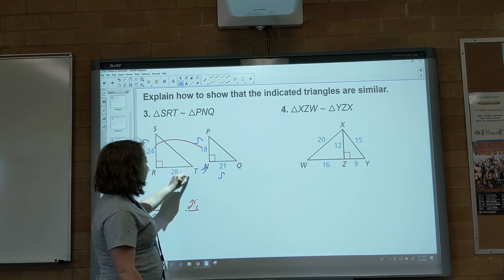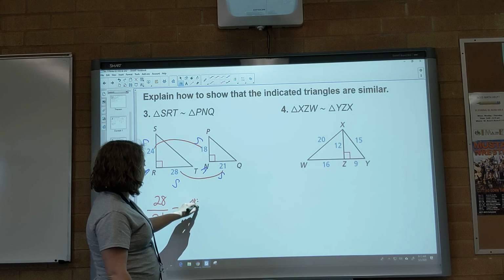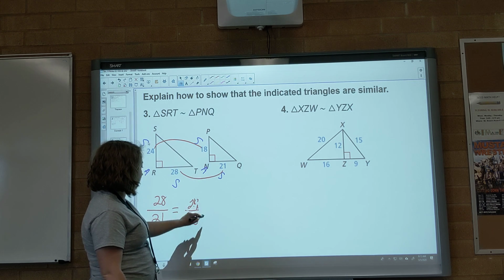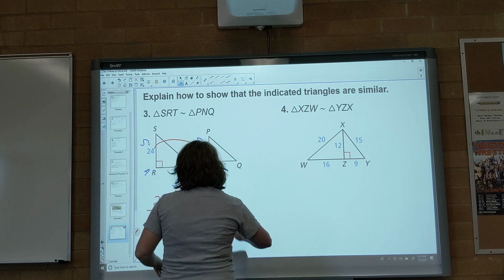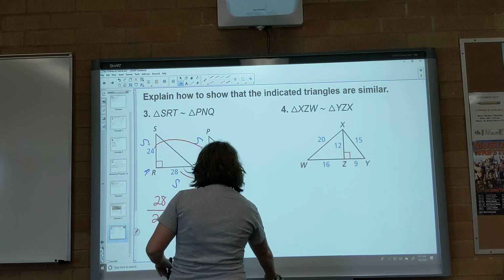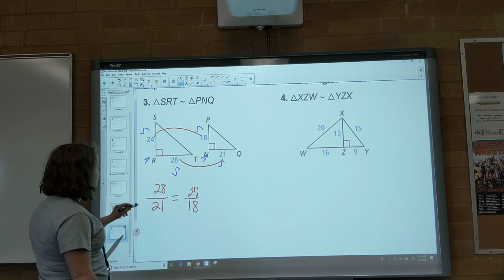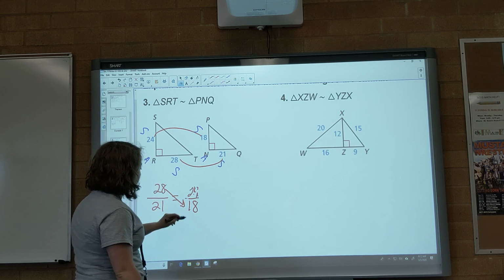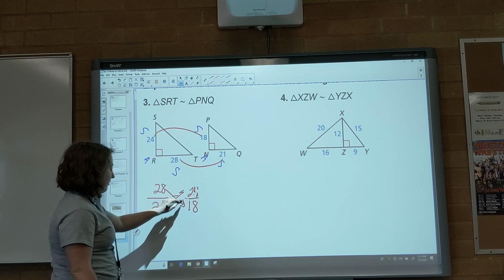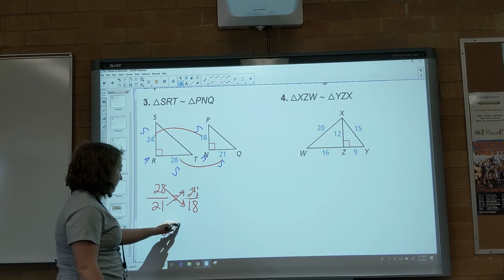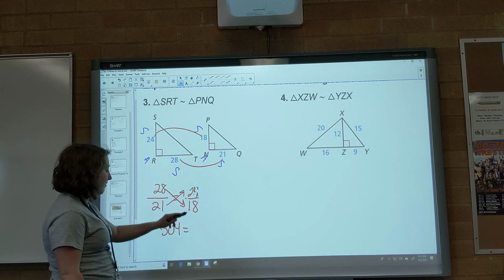Then, okay, let me, then 18 is the smallest on the other side. I don't know why I wrote another equal sign. Okay, let's do cross multiplying because I love that. What's 28 times 18? 504. So we've got 504. Let's see if it's equal to 21 times 24.